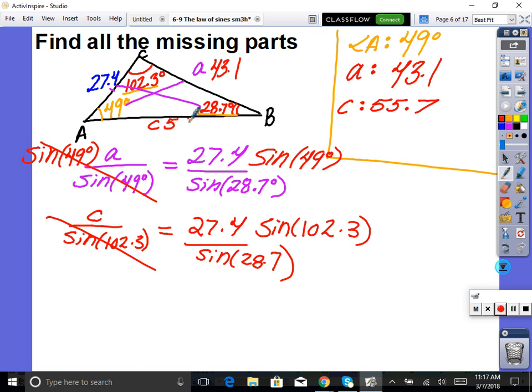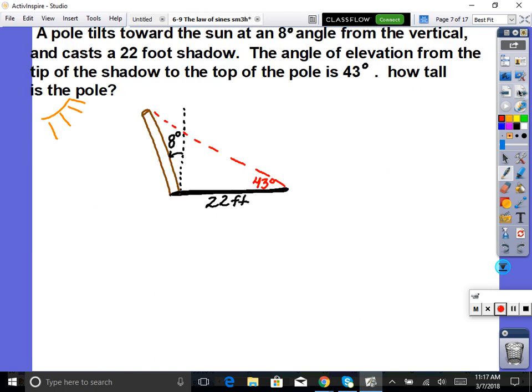Okay, cool. Everybody good? Pretty easy, yeah? Okay, I want you to look at this problem and go ahead and do it by yourselves. I'll just read it to you, then you can go for it. It says a pole tilts towards the sun at an 8-degree angle away from the vertical.